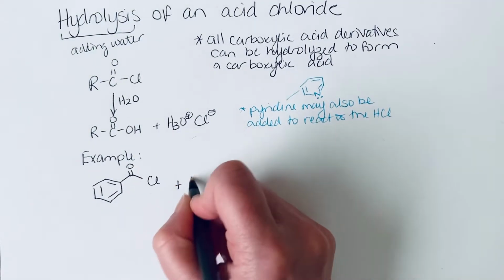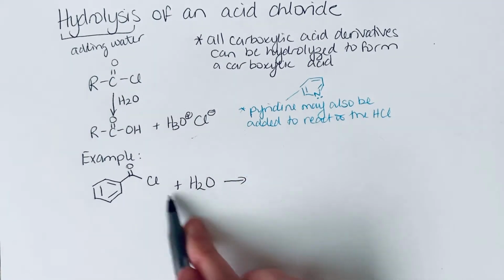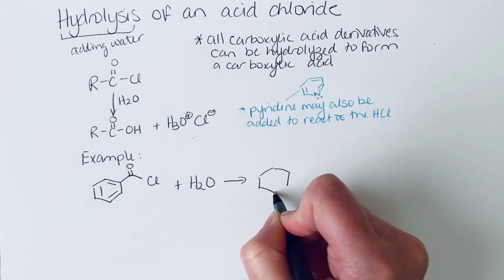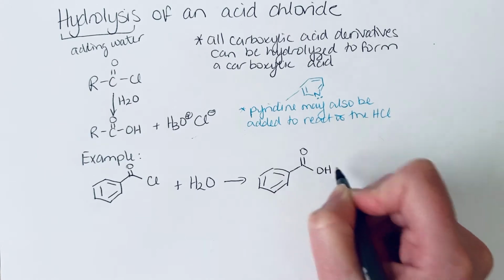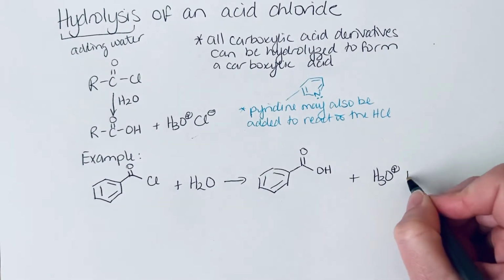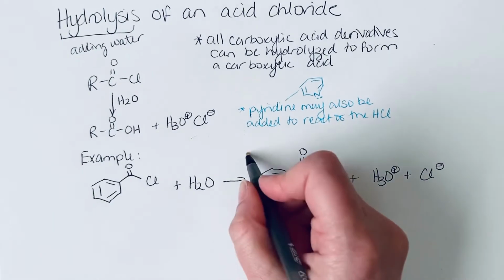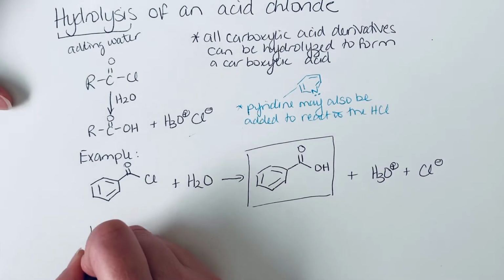And if we add water, right, we can already draw the products. We're going to replace that chlorine with an OH. We're going to get the benzoic acid, and that's the major organic product. We're also going to generate some H3O+ and some Cl-. We typically don't worry about those. We typically just look at that major organic product. So let's quickly go through the mechanism for this reaction.